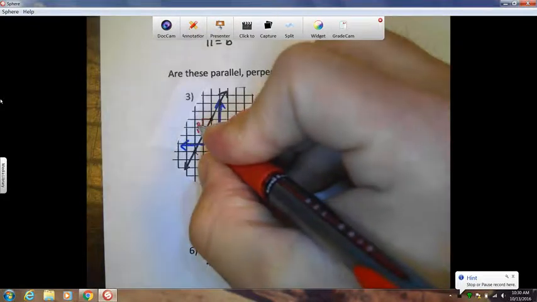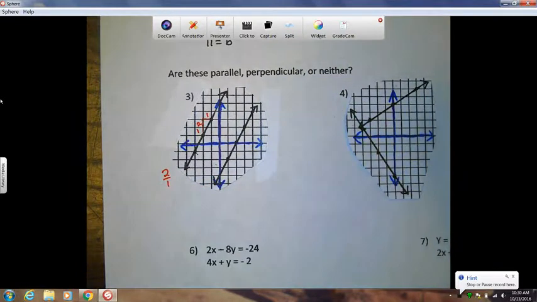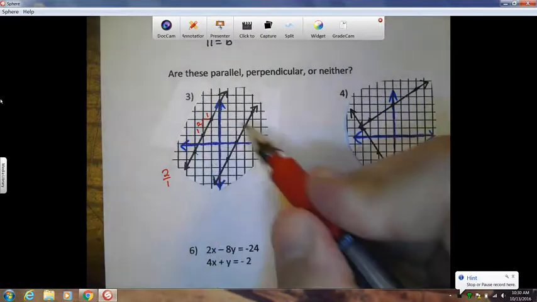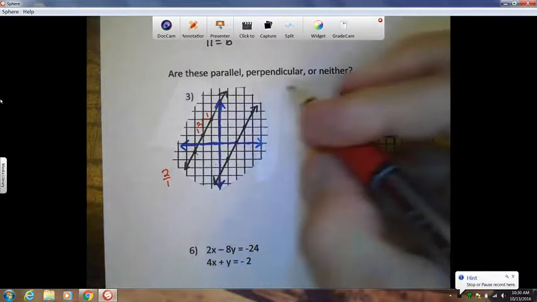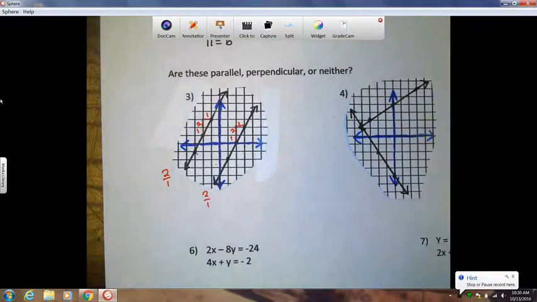So this slope is 2 over 1. I find my 2 points. I start with one on the left. I go up or down first. Over here, that slope is also 2 over 1. They have the exact same slope, so they're parallel.